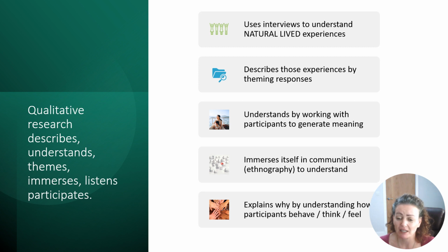It also explains why, by understanding how participants behave and think and feel. And you'll see there's certain different words that I'm using. So qualitative methodology will describe their patients as participants, as people that are working alongside that particular study. Whereas quantitative, we sit outside and we have subjects and we are analysing subjects with a lens. And this is the way it works.